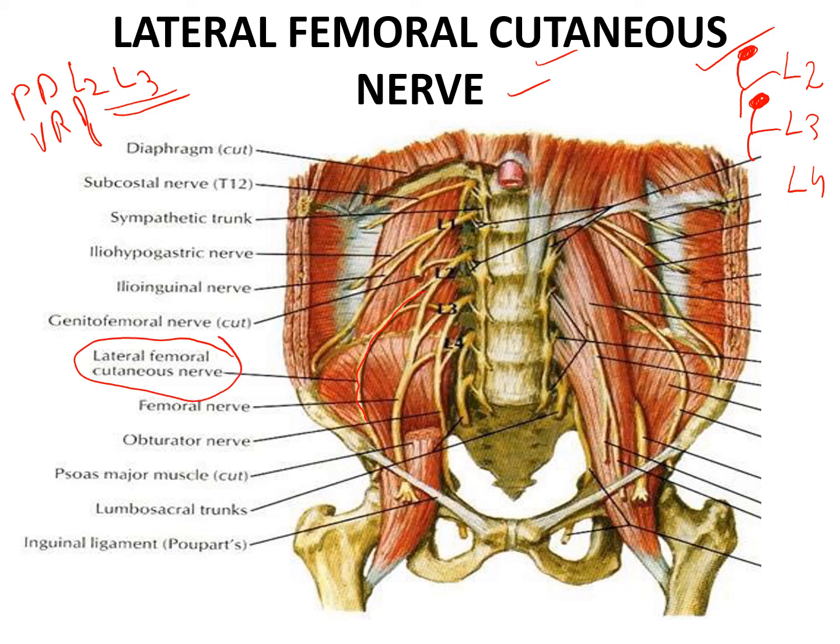The MCQ question we will discuss. Let us first see how this nerve comes out. Now this nerve, the lateral femoral cutaneous nerve, is beneath a fascia which is called the fascia iliaca. It is beneath the fascia iliaca, travels beneath the inguinal ligament, comes down to the thigh and supplies the anterolateral aspect of the thigh.